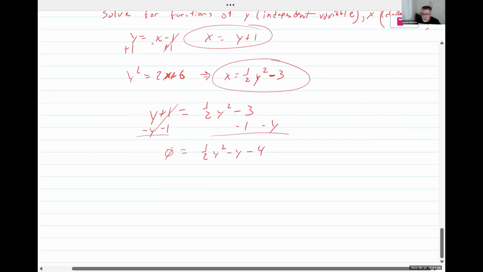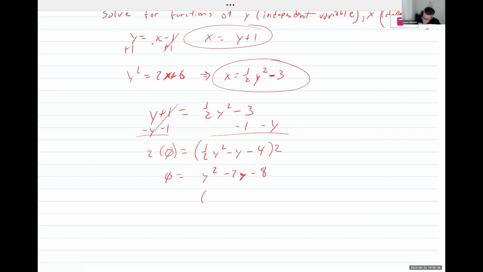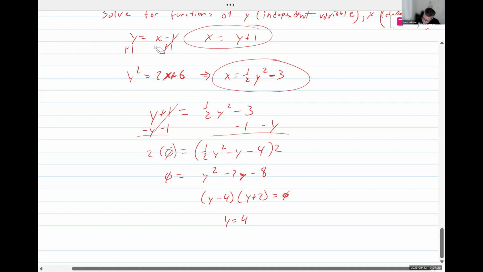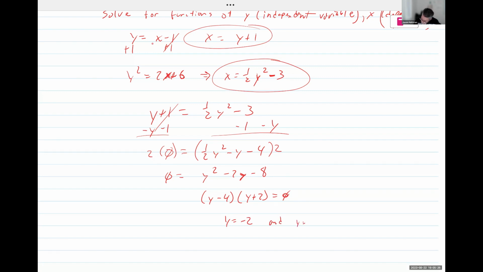I can get rid of the 1/2 in front by multiplying everything through by 2. So 0 is equal to y squared minus 2y minus 8. I could factor this now. This becomes y minus 4 times y plus 2 is equal to 0. So that tells me that y is equal to 4 and y is equal to negative 2. Maybe I'll put the negative 2 first. y equals negative 2, and y equals 4. Okay, so two solutions.